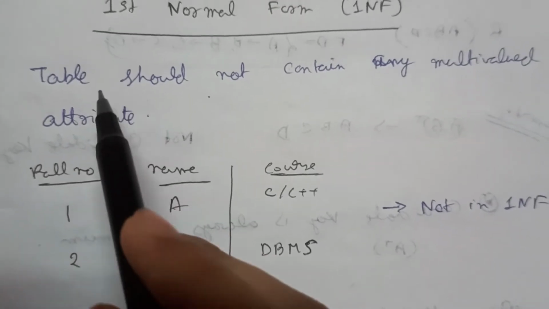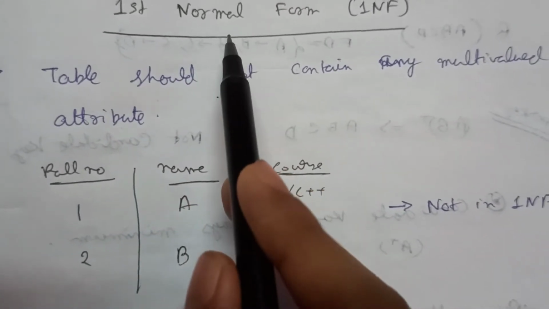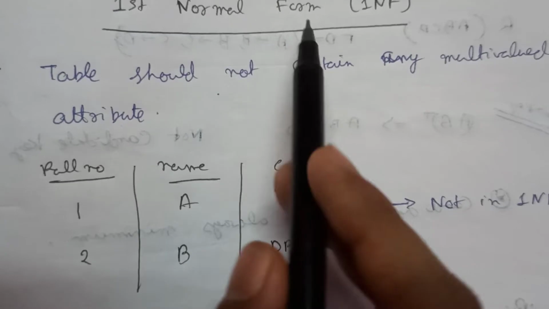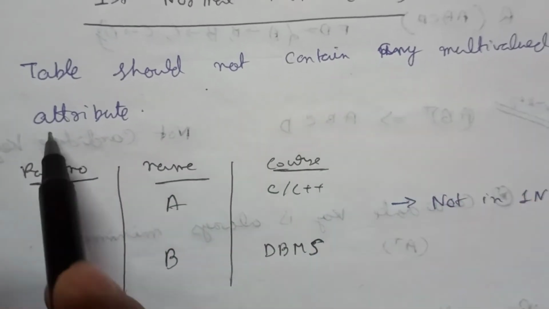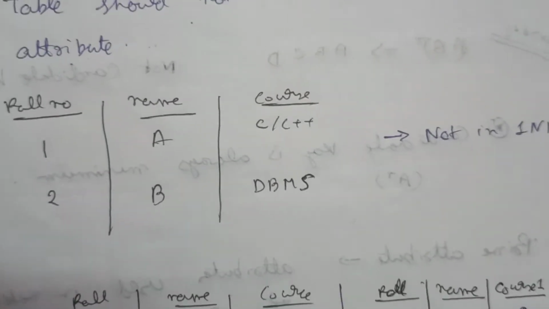So let's start. What is the rule for a table being in first NF, or first normal form? The table should not contain any multi-valued attribute. So what is a multi-valued attribute?